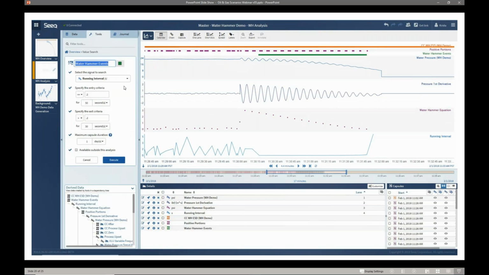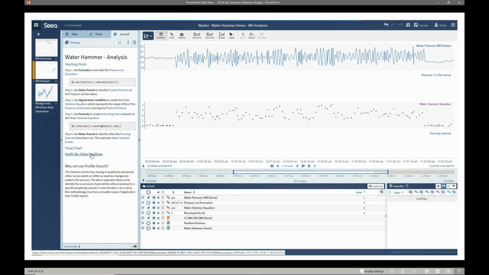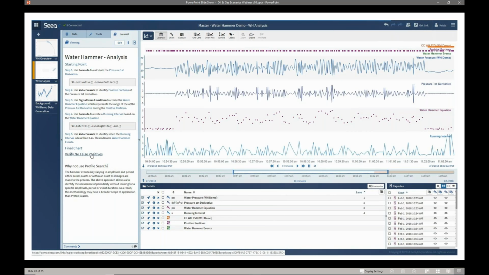Here I've once again used value search to look at that running interval signal and looked at when I have values that are near 0. Here it's then highlighted that water hammer event. As a final step, I can go look at additional periods in time to assure myself that I'm not picking up false positives. For example, here's the data from the upset. I have a periodic, an oscillating signal, but it does not have that same periodic frequency that my water hammer event has. And so you see, I'm not picking up any water hammer events here.